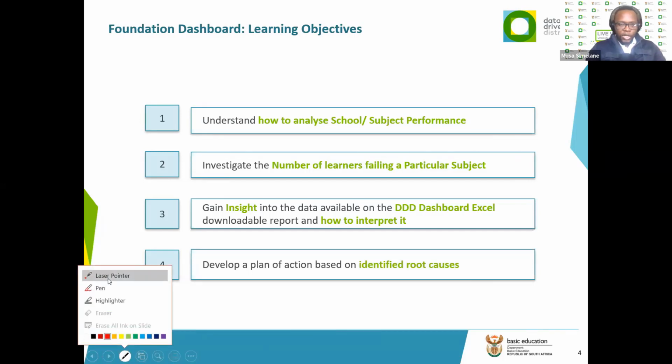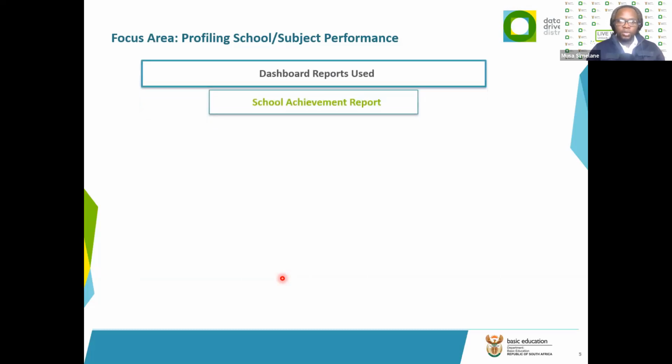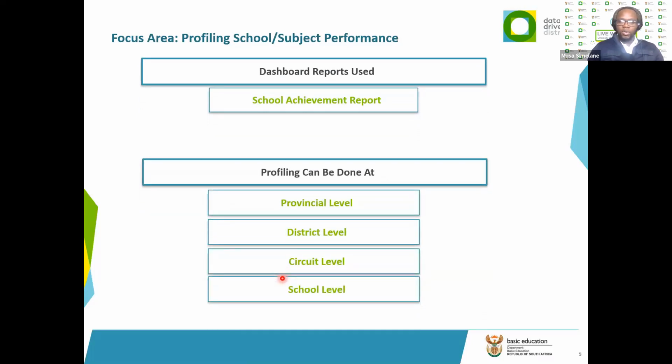All right, with our objectives out of the way, we've invited circuit management or officials. We've invited officials in the curriculum space, and we've also invited officials who are at the school level. The reason we've had such a nice mix today is because this report is available to all of us, the School Achievement Report. And as you can see here, all the way from provincial level, all the way down to school level, this report is available.